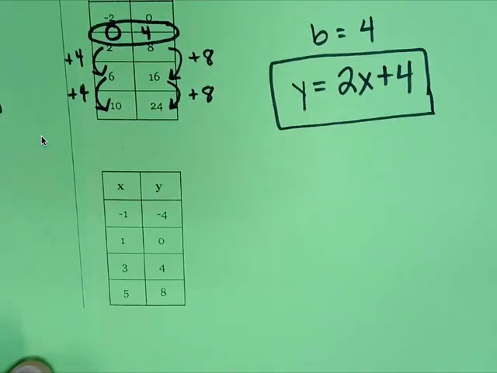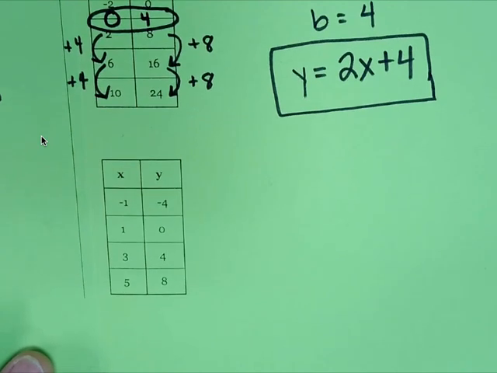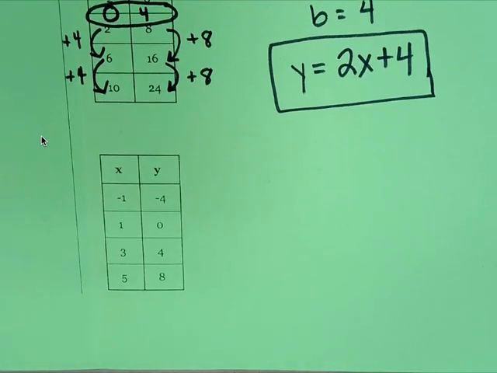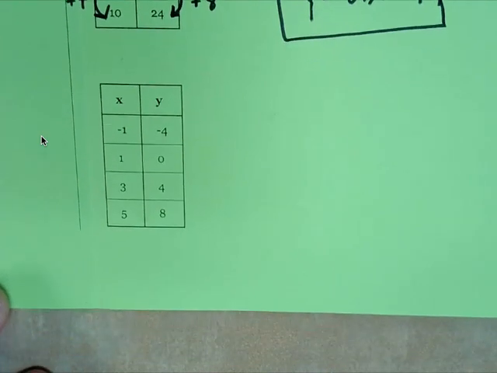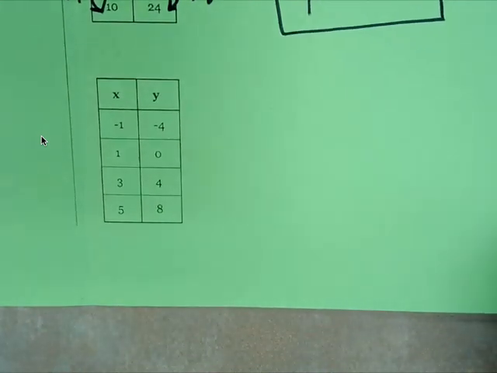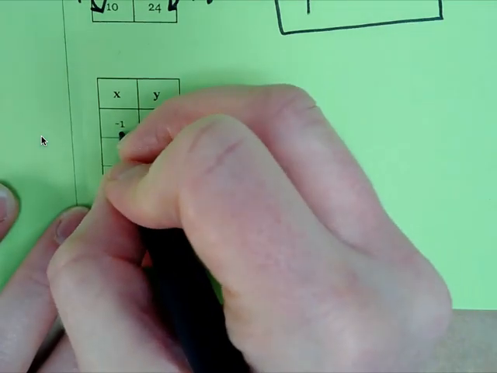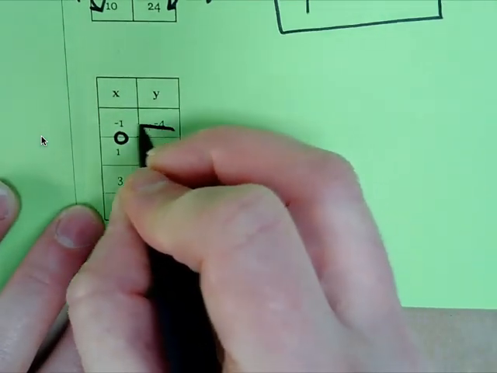All right, our last one. We're looking for our y-intercept first. Where is that going to fall? So put the 0 there. Go ahead and circle it.